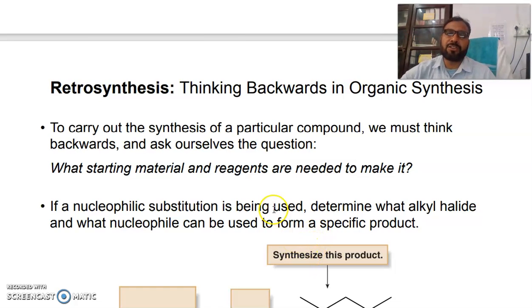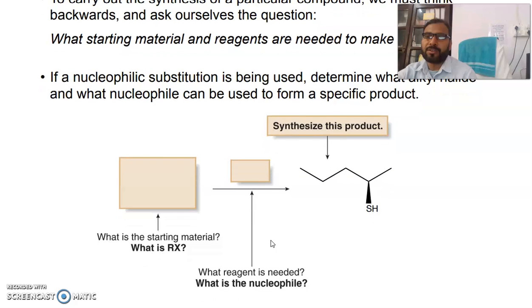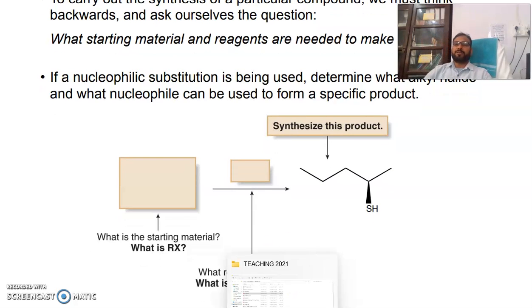To carry out the synthesis of a particular compound, we must think backward and ask ourselves the question: what starting materials and reagents are needed to make it? If a nucleophilic substitution is being used, determine what alkyl halide and what nucleophile can be used to form a specific product. So this is your product to synthesize. So go backward and think like this: what is the starting material? What is RX? And what reagent is needed? What is the nucleophile?